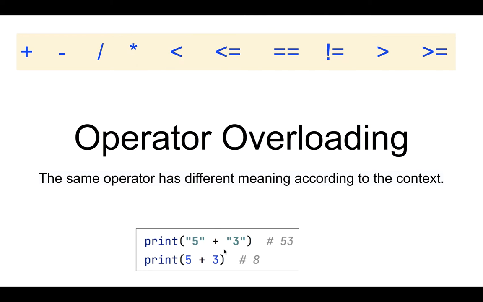For example, the plus sign, when given to strings, concatenates the strings into one. But when given to integers, it will add those two integers together, right? So the plus sign has a different meaning depending on whether it is given strings or integers. So that is operator overloading.